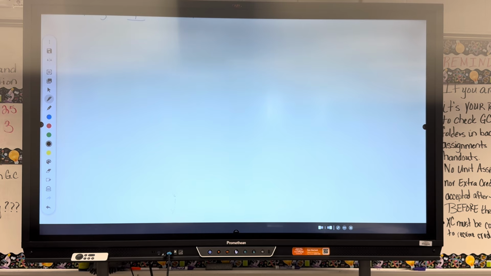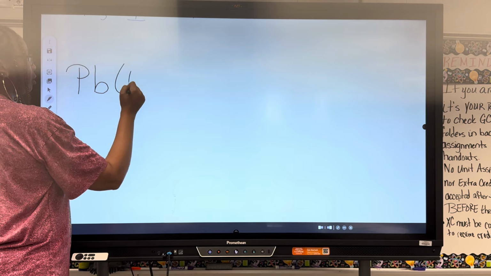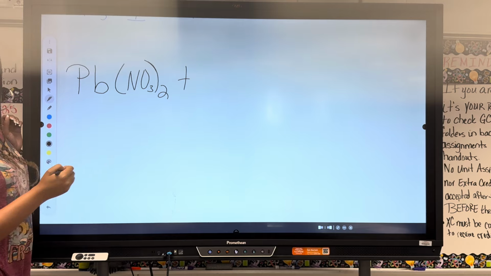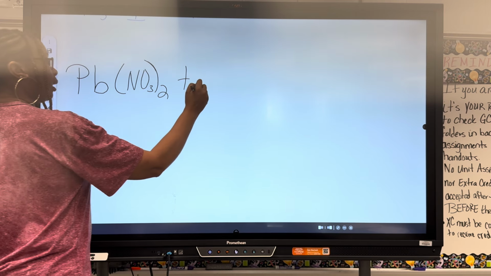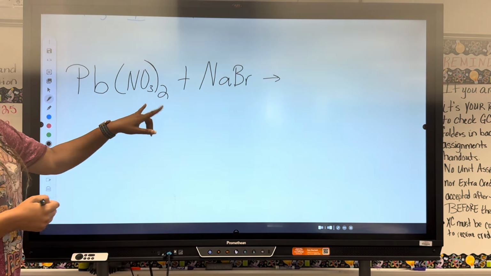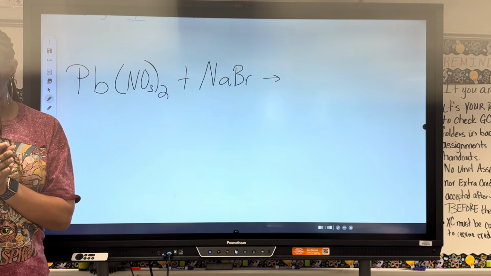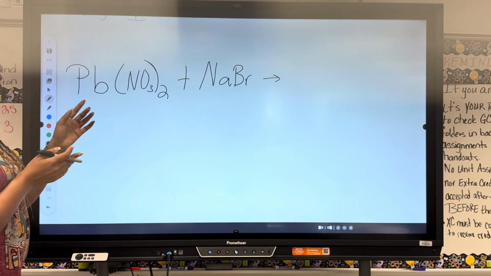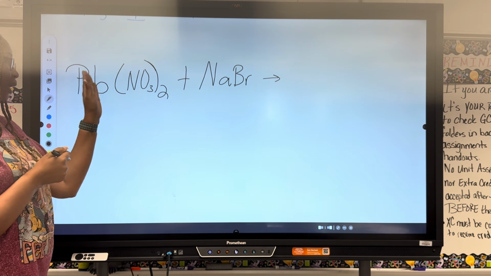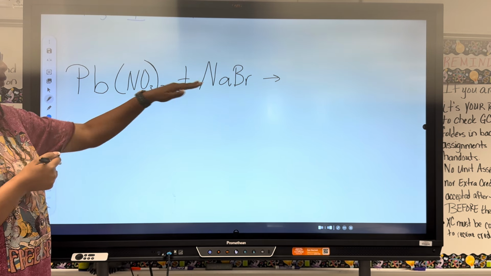Let's see. Let's do a different one. Let's do lead 2 nitrate reacting with sodium bromide. And if you notice now, I'm also going to tie in a little bit of identifying the types of reactions we have here. So I have a compound that's made up of 2 different things. I have lead 2 and I have nitrate. Here I have sodium and I have bromine. So this is a compound and this is a compound.